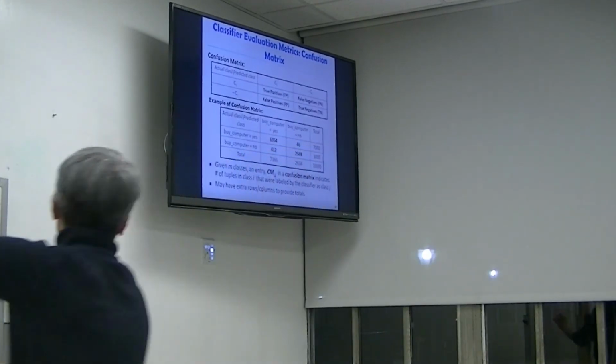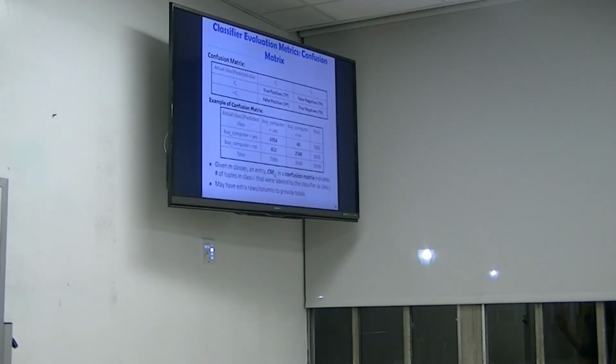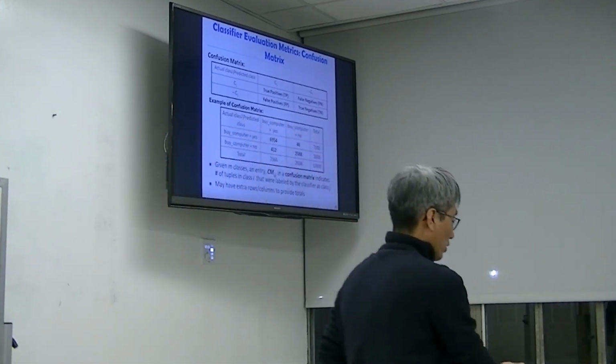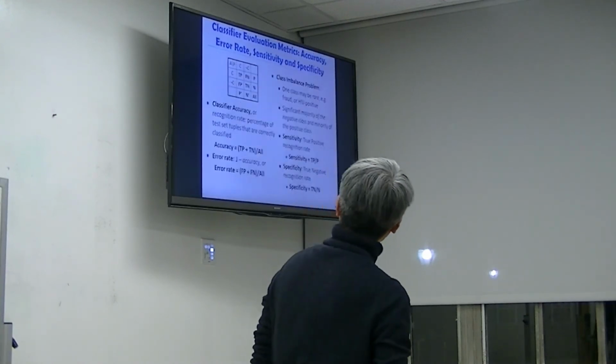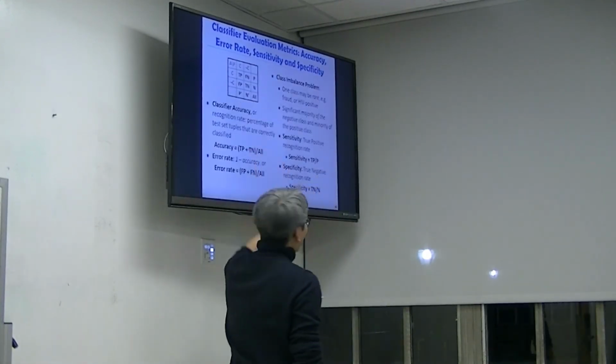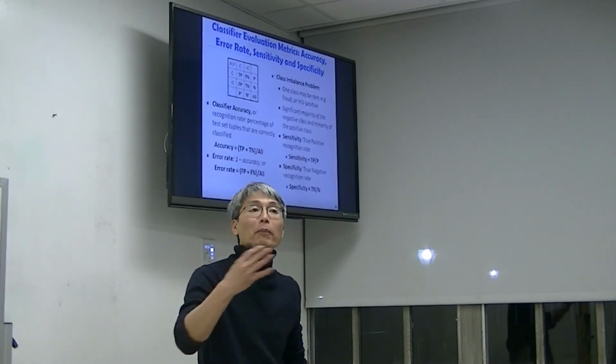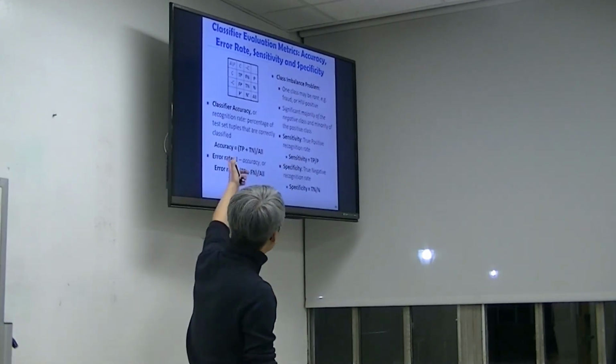Accuracy is 6,954 plus 2,588 over 10,000. This is accuracy: true positive and true negative over the total number. The error rate is the complement of the accuracy, 1 minus accuracy.